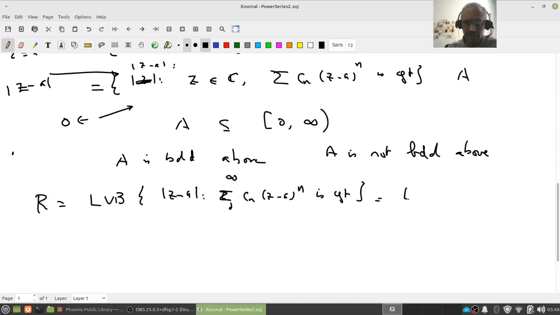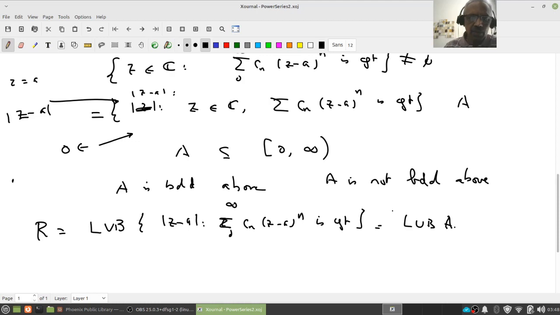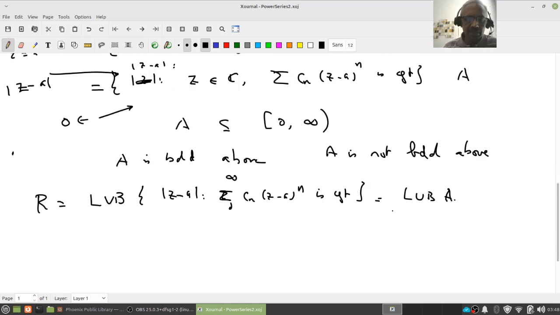This is just other than the LUB of A. Okay, right? Call this R. Now what do I know? So R satisfies... Otherwise, suppose A is not bounded above.